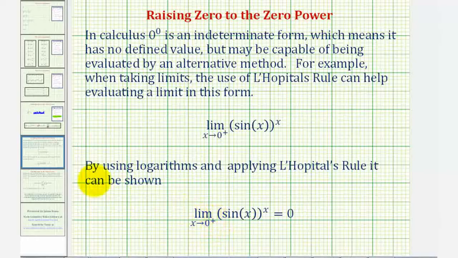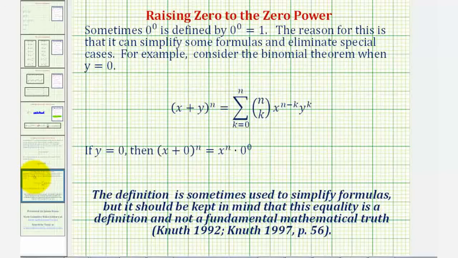And then through further research, I found that sometimes 0 to the power of 0 is defined as being equal to positive 1. And the reason for this is that it can simplify some formulas and eliminate special cases. For example, if we consider the binomial theorem, as we see stated here, when y is equal to 0, well, if y is equal to 0, we would just have x plus 0 to the power of n, which we know must be equal to x to the power of n.